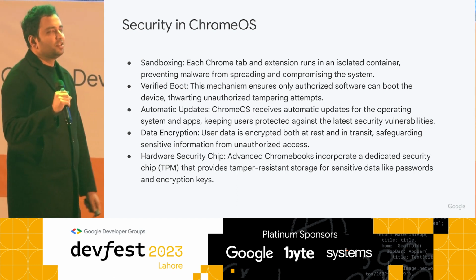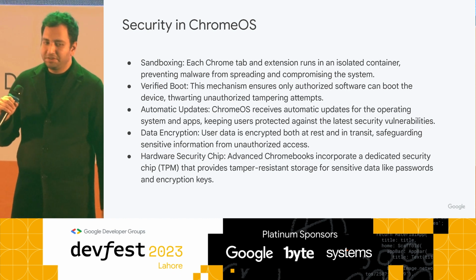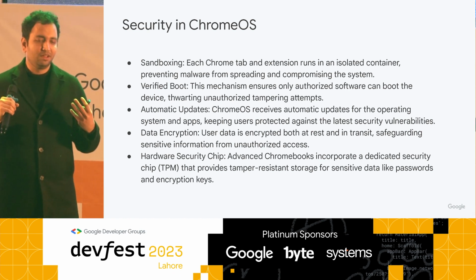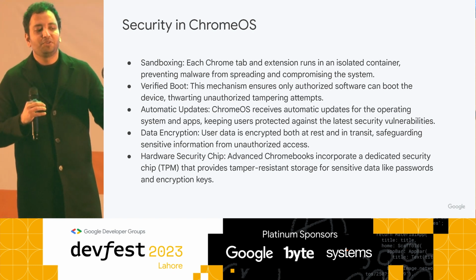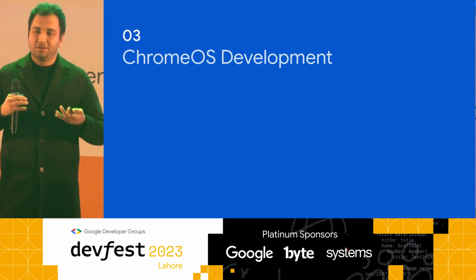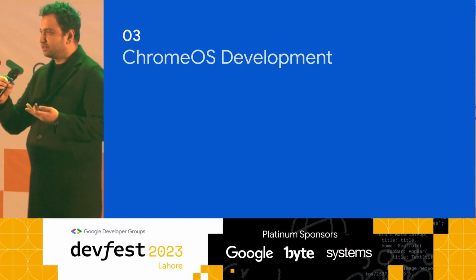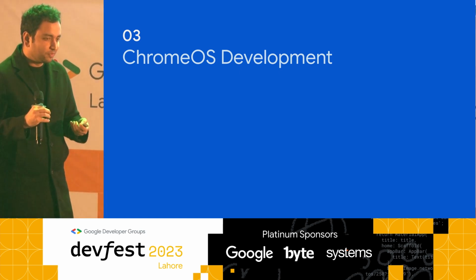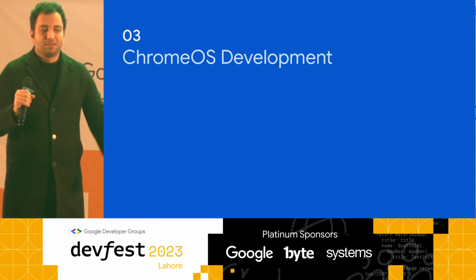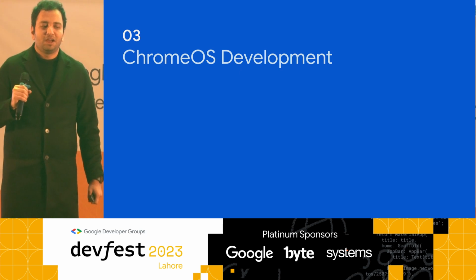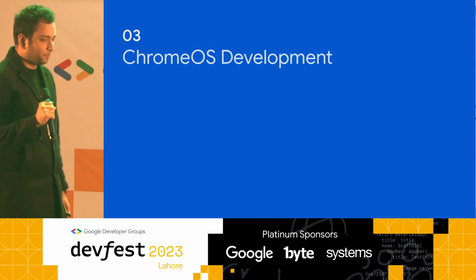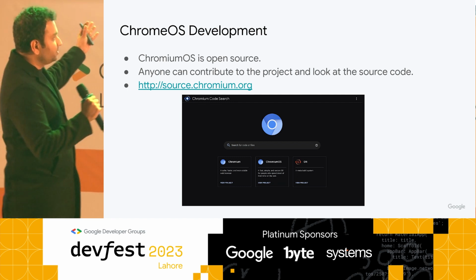Right. Now let's talk a bit about how we develop Chrome OS. It's not development on Chrome OS, it's development of Chrome OS. So how you can be an open source contributor to Chrome OS, right? First of all, Chrome OS is open source. You can open this link right now and you can look at the code and you can look at the project, right?